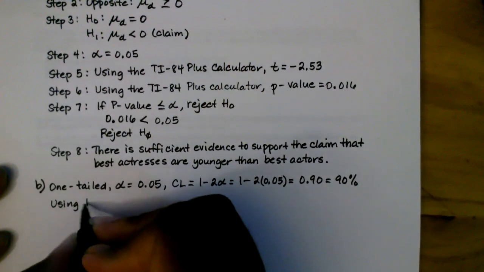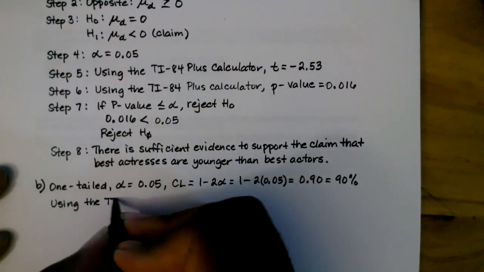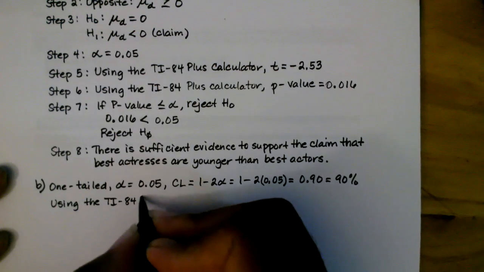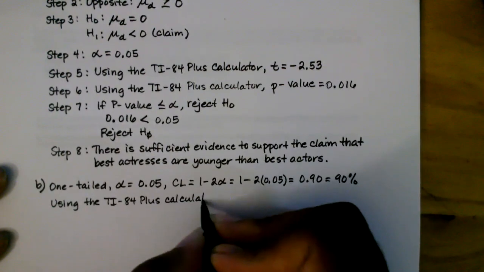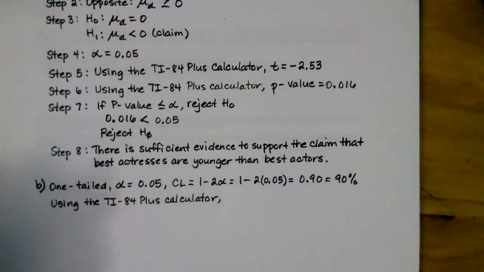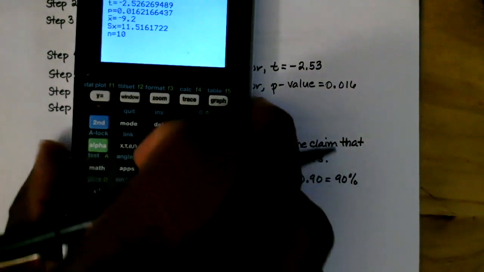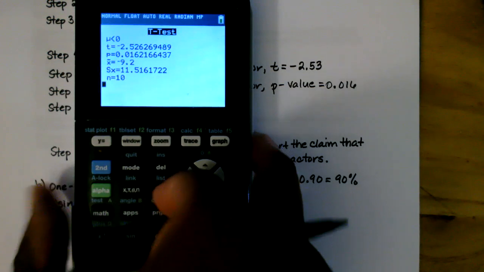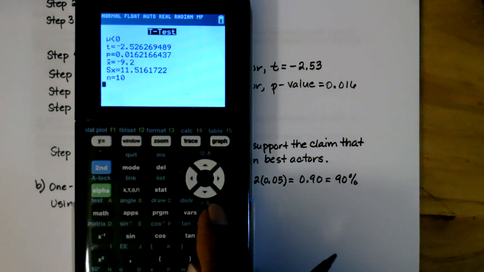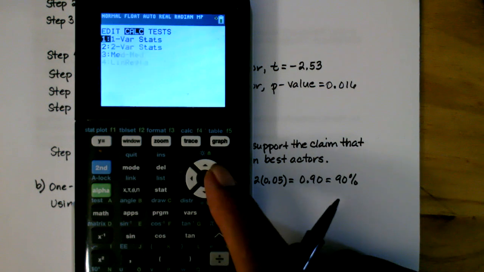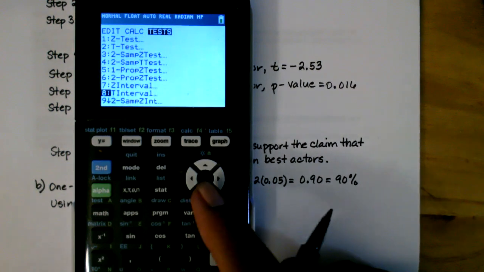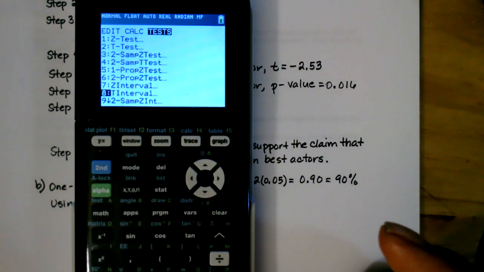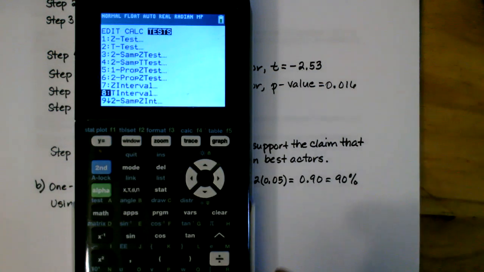And yes, I'm going to use the TI-83. Well, I'm using the TI-84 Plus calculator. It can be done on the TI-83 as well. Now, the way we do this problem on the TI-80 through about 84, let's do this. I'm going to clear this out. I'm going to press Stat, go over to Test. This time, I'm going to use T-Interval, because I'm constructing a confidence interval here.